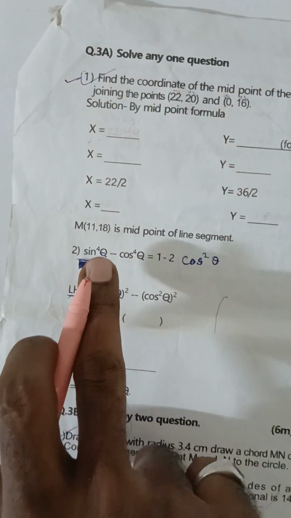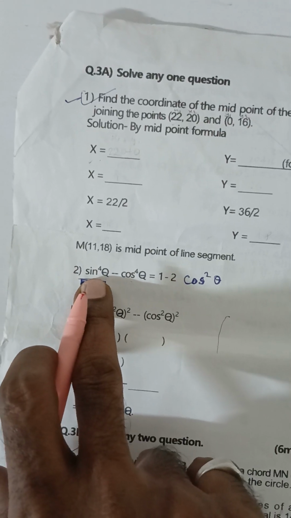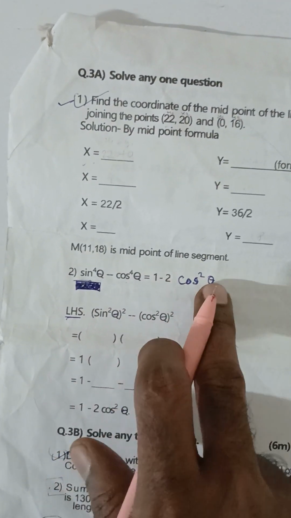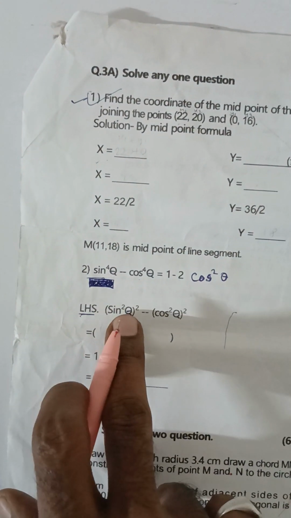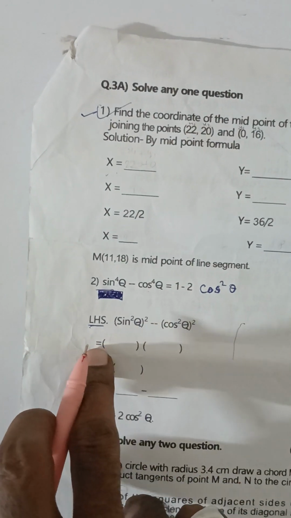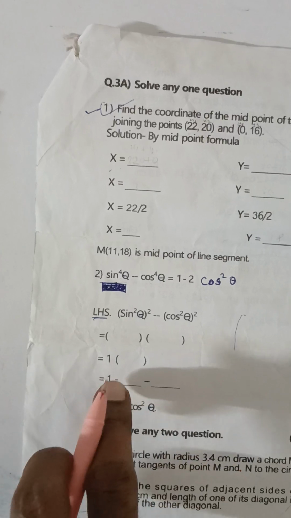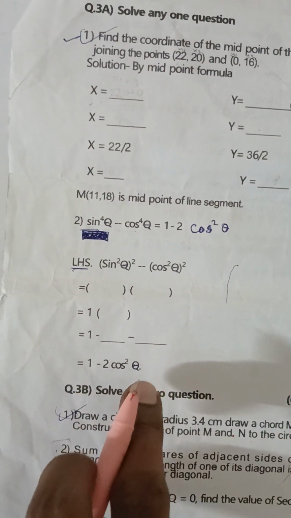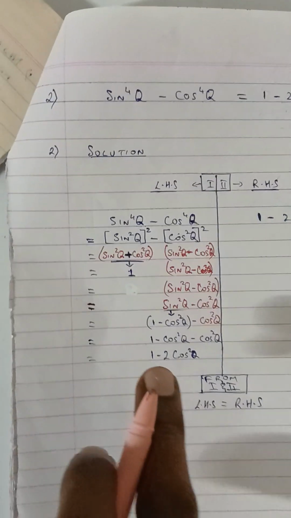Next, sine 4 theta minus cos 4 theta equals 1 minus 2 cos square theta. Left hand side, sine square theta the whole square minus cos square theta the whole square, which is equal to bracket into bracket, which is equal to 1 into bracket, which is equal to 1 minus dash, which is equal to 1 minus 2 cos square theta. Let us solve and see how it goes.